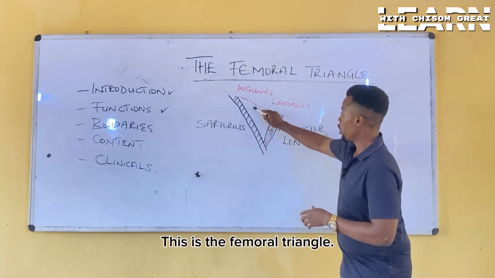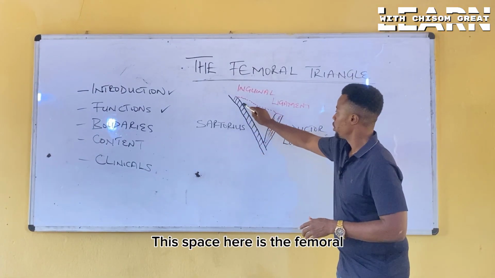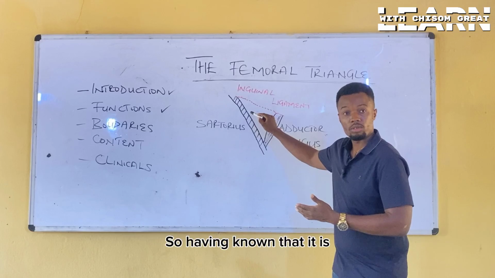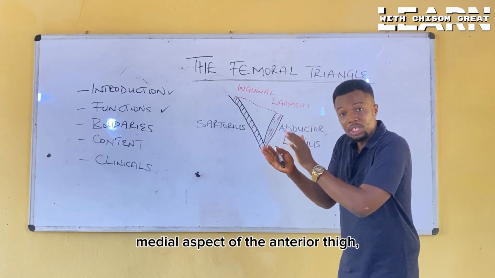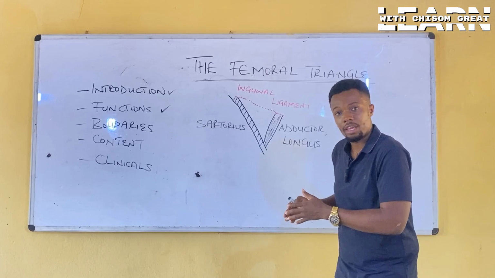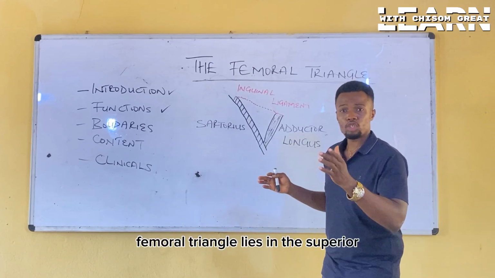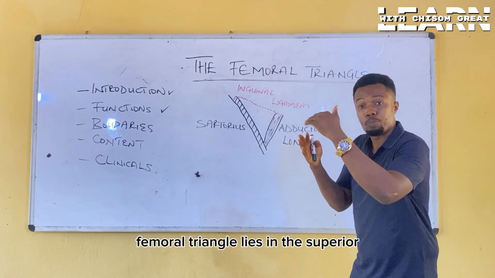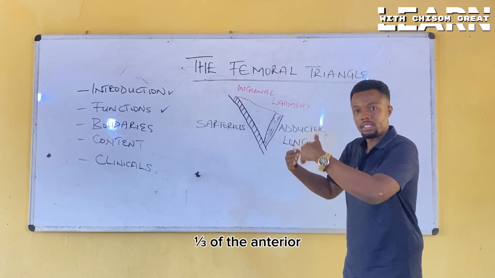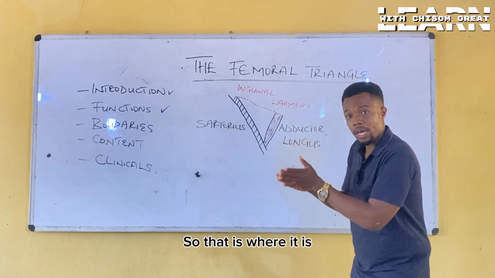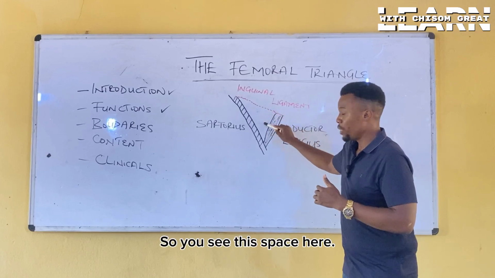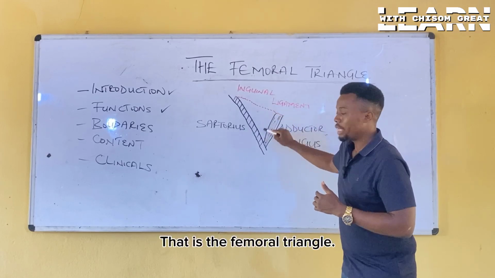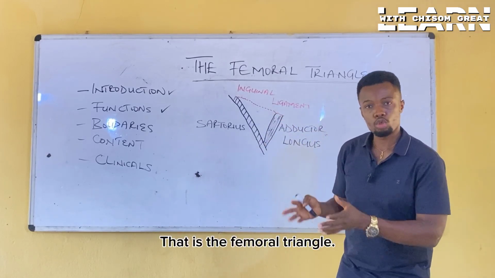This is the femoral triangle. This space here is the femoral triangle. Having known that it is found in the superior and the medial aspect of the anterior thigh, as a matter of fact, the femoral triangle lies in the superior 1/3 of the anterior thigh. So that is where it is situated. You see this space here. That is the femoral triangle.